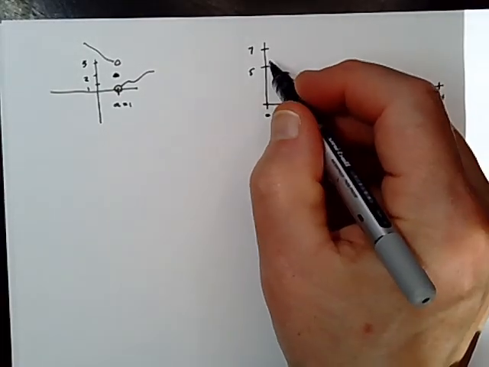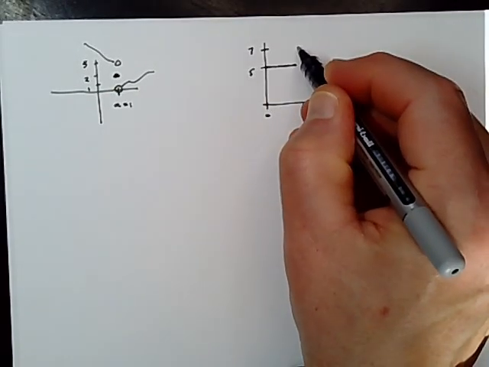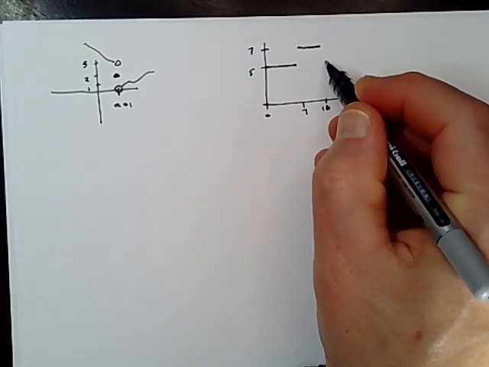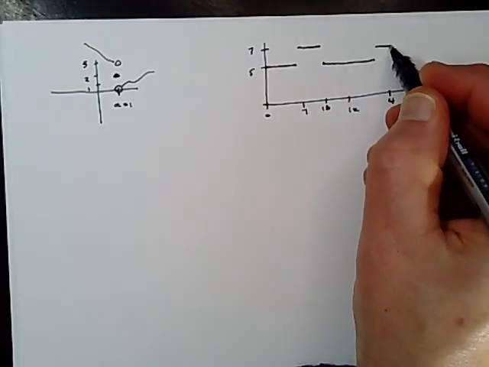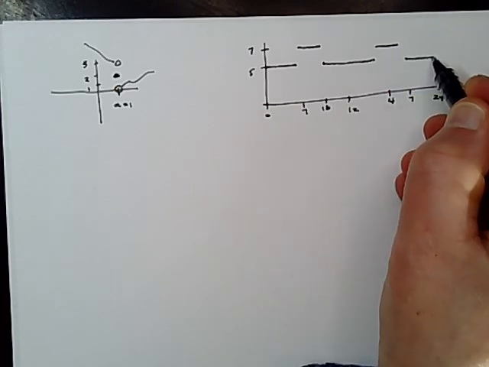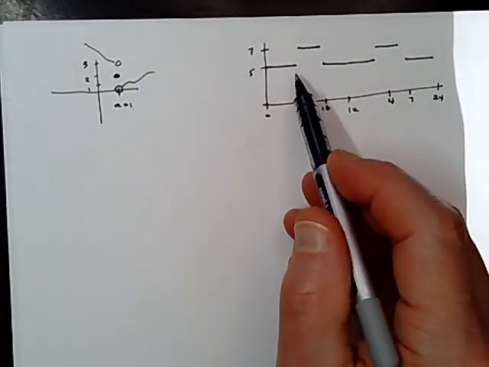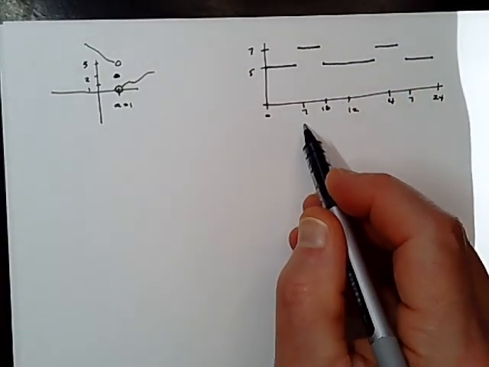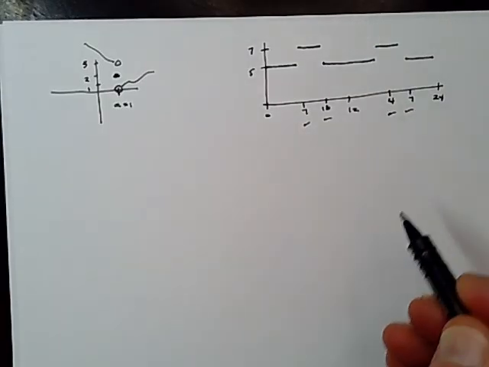So we're looking at a value of 5, and then it jumps up to 7, and then back down to 5, and then jumps up to 7, and then back down. They don't tell you what happens exactly at 4 o'clock. But these are discontinuities: a discontinuity at 7, a discontinuity at 10, a discontinuity at 4, and a discontinuity at 7 p.m.